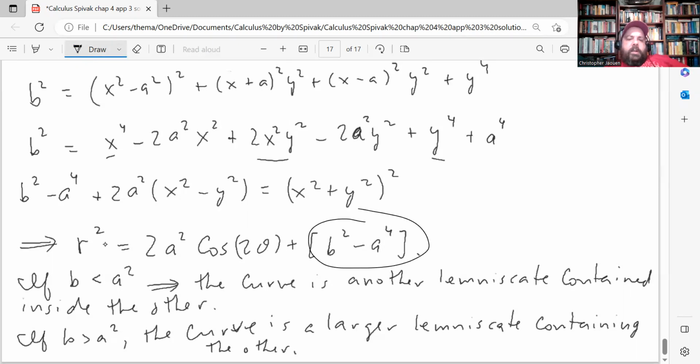So you get r squared is equal to 2a squared cosine 2 theta plus in parentheses b squared minus a to the 4th. Right, and if b is less than a squared, the curve gives you another lemniscate contained completely inside the other one. And if B is greater than a squared, then the curve is a larger lemniscate containing the others. Let me just show you on Desmos so you can see what I'm talking about. If I can, let me see if I can share my screen with Desmos.